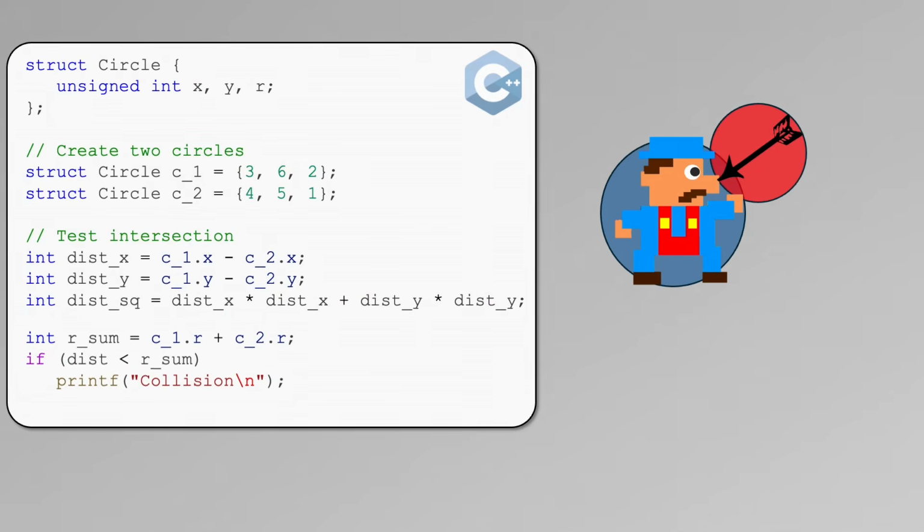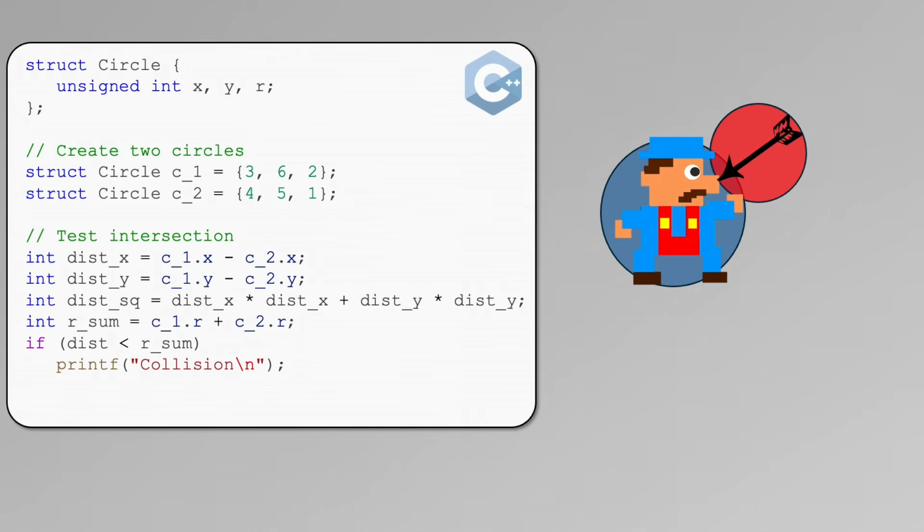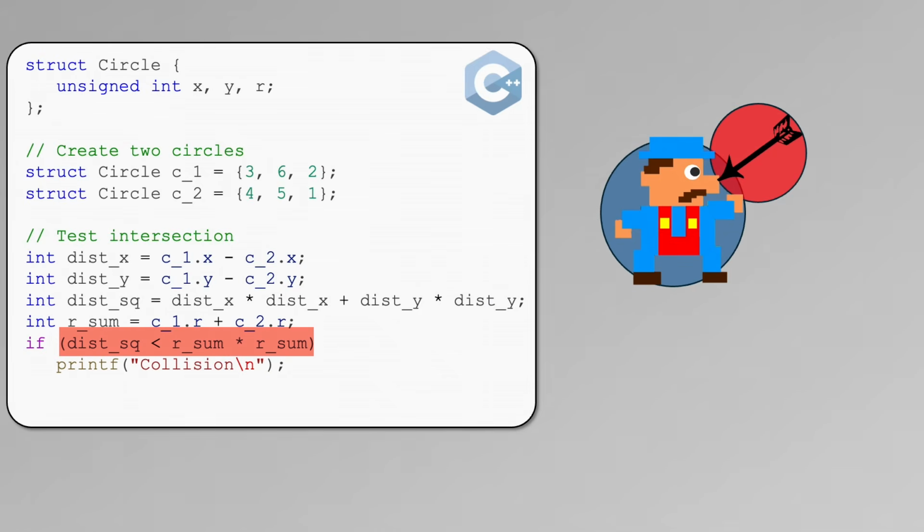We can solve both problems by just getting rid of the square root. Then instead of comparing distances, we can compare squared distances. So if the squared distance between the circles is less than the combined squared radius, we know we have a collision. I timed it on my computer.